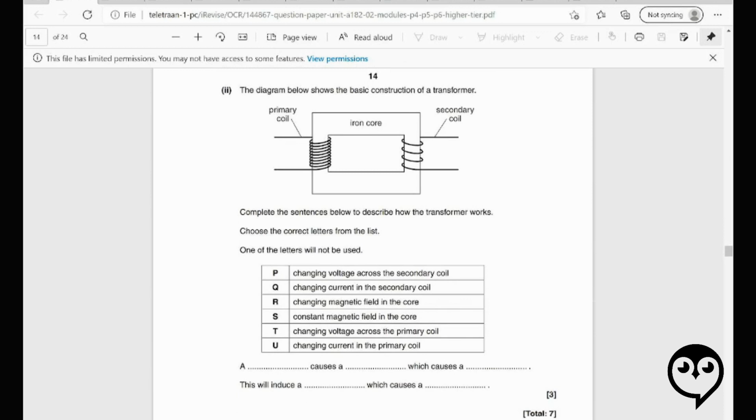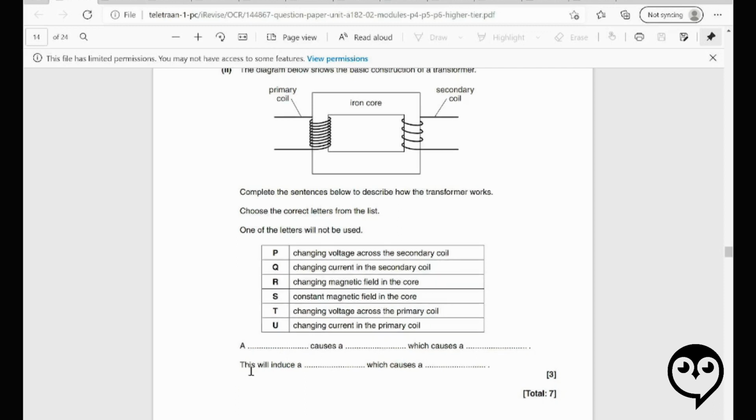We're going to fill in the blanks, describe what's happening here. It's 3 marks, so probably you got a mark for each pair of correct answers. So what do we want to say here? A changing voltage across the primary coil is going to cause a changing current in the primary coil, which causes a changing magnetic field in the core.